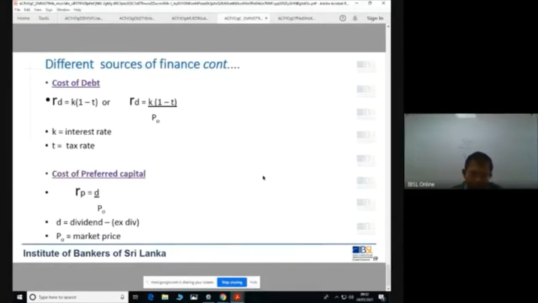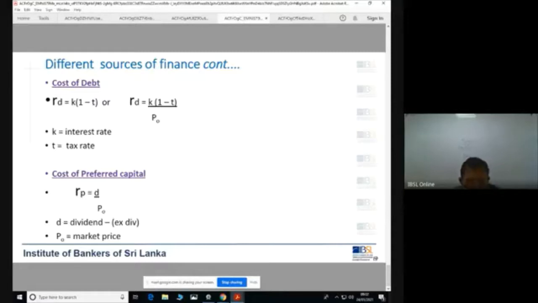Now this is the cost of debt. Now see the difference between cost of capital and the cost of debt. Straightforward, but there is a difference. Which one? T has come. T means tax.